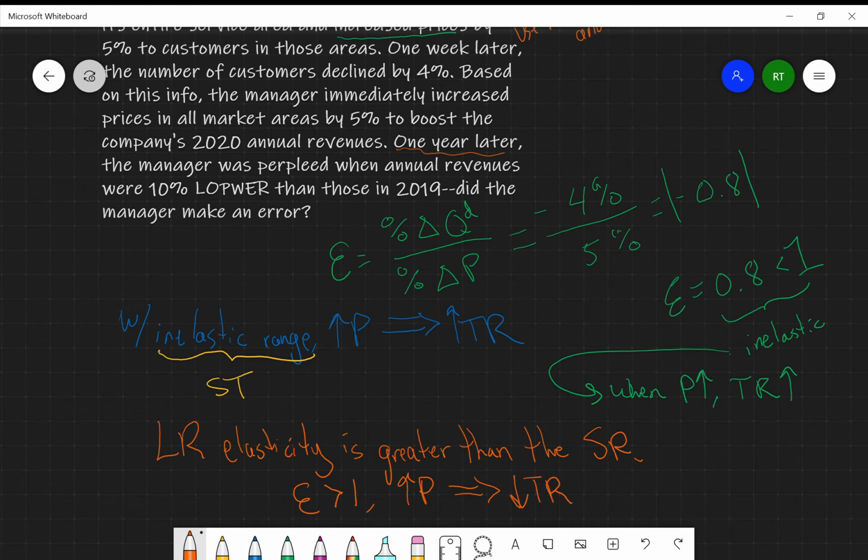And so yes, in the short run, they had a spike in the total revenue because it was an inelastic demand, but like with most everything, the demand becomes more elastic as we have more time to adjust to higher prices and to greater competition. And that price increase ended up decreasing to a lower annual revenue than the year before.